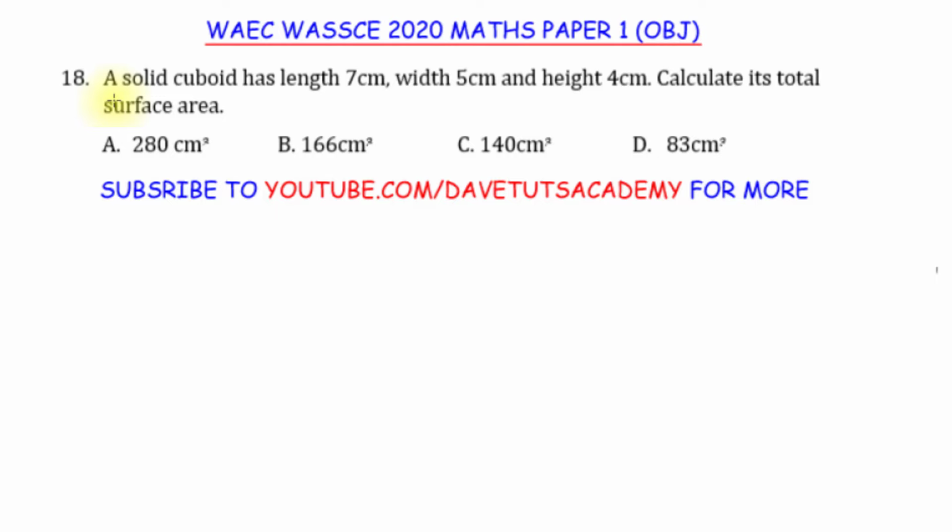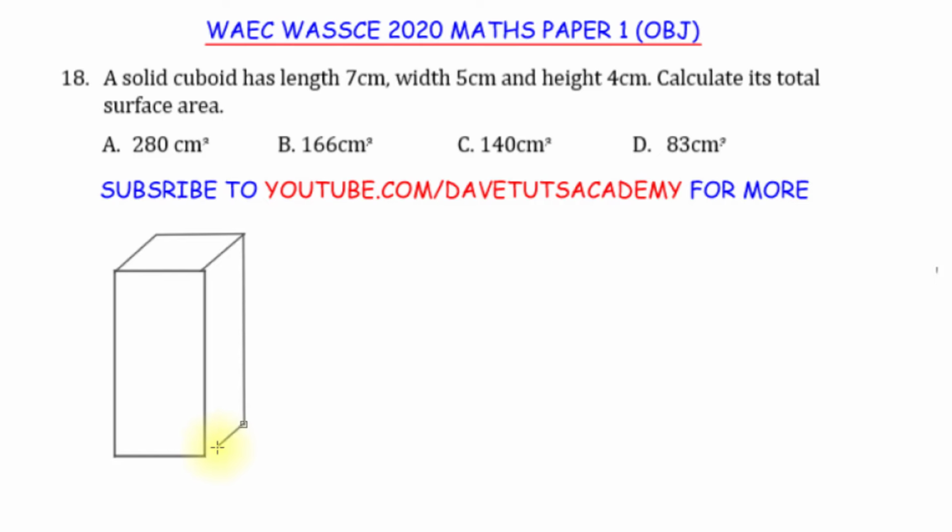In this question, we're told that a solid cuboid has length 7 centimeters, width 5 centimeters, and height 4 centimeters. We have to calculate its total surface area. For us to really get this, it will be good if you can have a view of what the cuboid looks like, because it will really help to clarify and solve this type of question. So if we have just a diagram like that, trying to depict the diagram for a cuboid, okay?